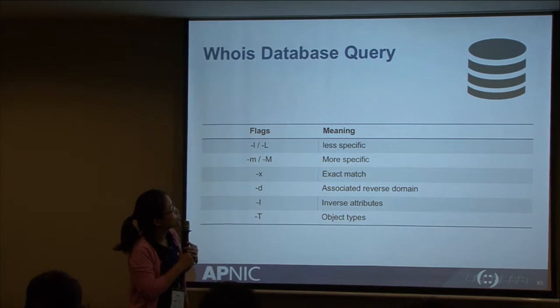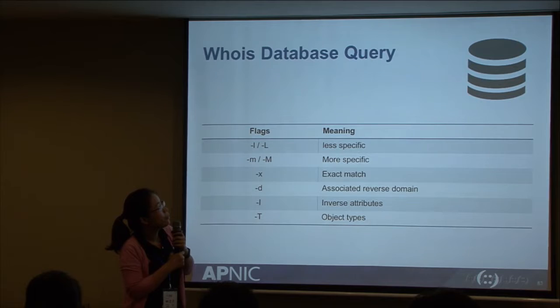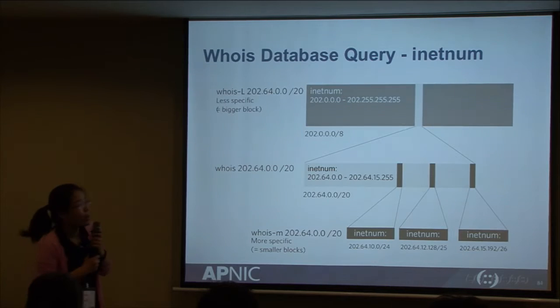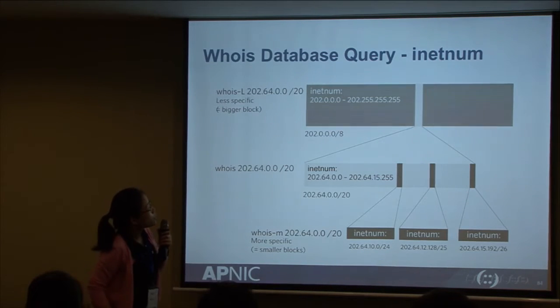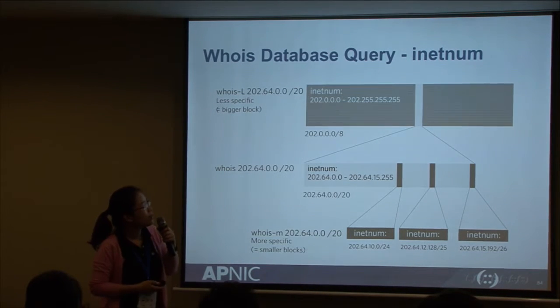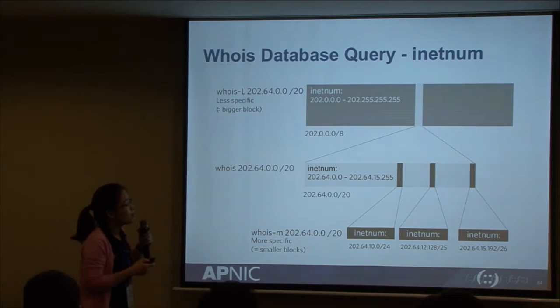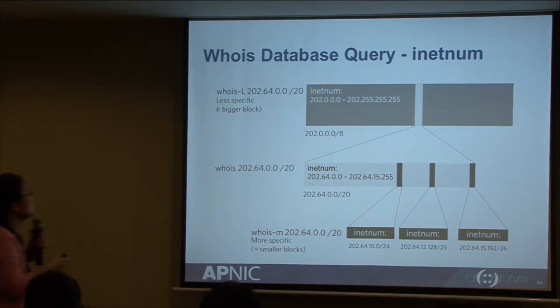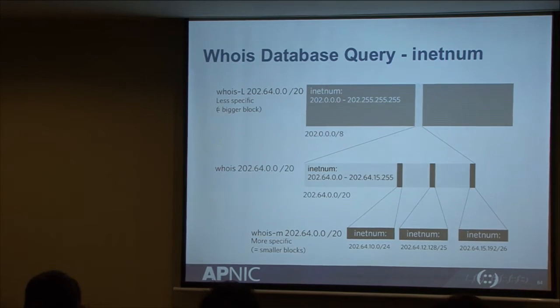By default, we'll go to the less specific. What is less specific, more specific? Here there is a hierarchy to represent. You can see this is the larger block, and from the larger block to the smaller group. So a smaller group is from the less specific to the more specific part.